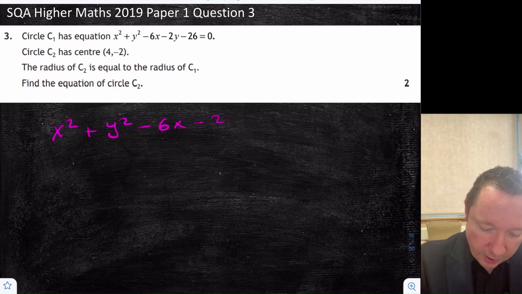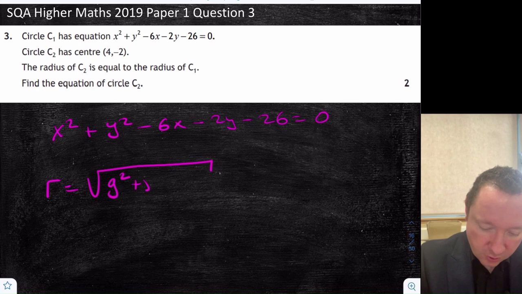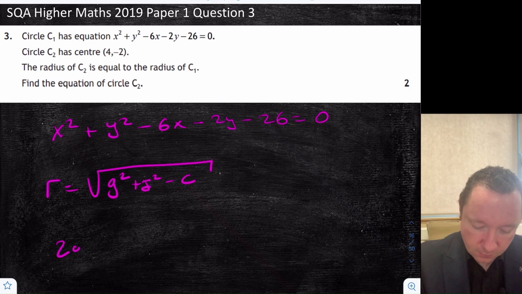Just remember, you're given the radius formula at the start of the exam paper. The radius is quoted as the square root of g² + f² - c. And your g and f, this is called 2g and 2f. So 2g is -6, and 2f is -2. So my g is -3, and my f is -1.